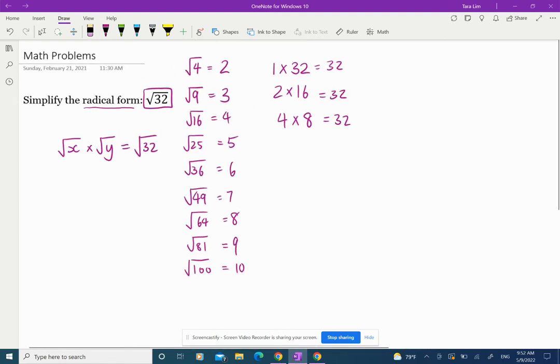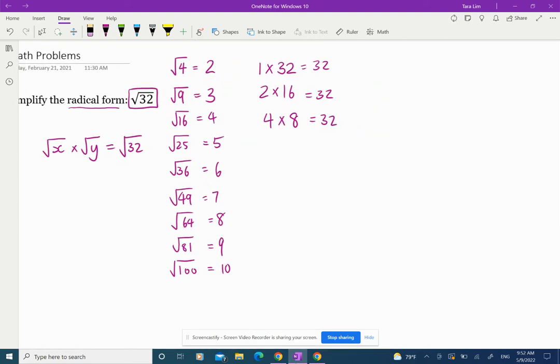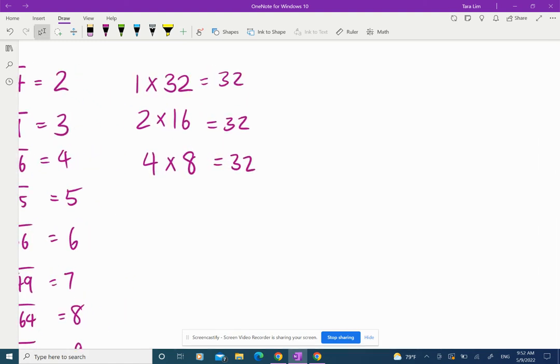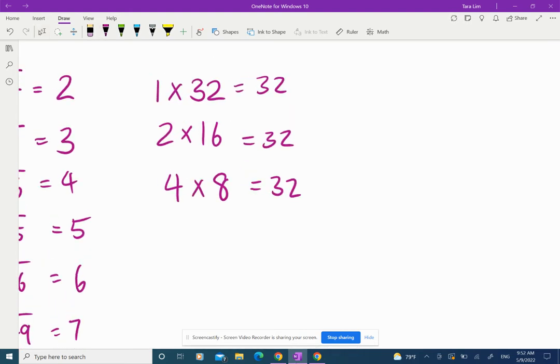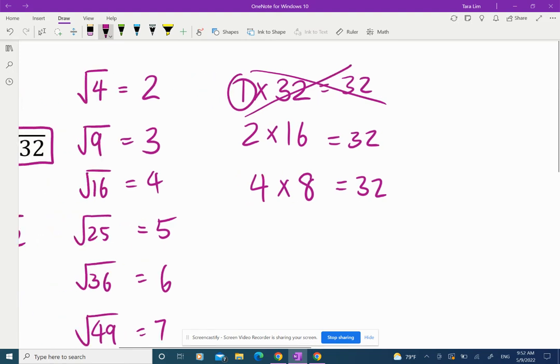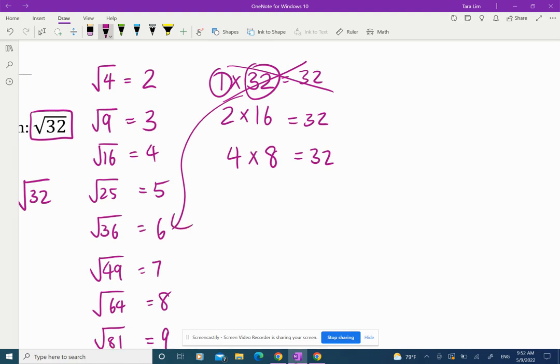So I have here made a list of all the numbers that multiply each other to get 32. The first one here, 1 times 32, I can eliminate that because, I mean, that does work, but 1 is not from this column here, and 32 is also not from this column here. And so we can eliminate that. Now we have these two choices here, either 2 times 16 or 4 times 8. These two both work because 16 can be found here and 4 can be found here.